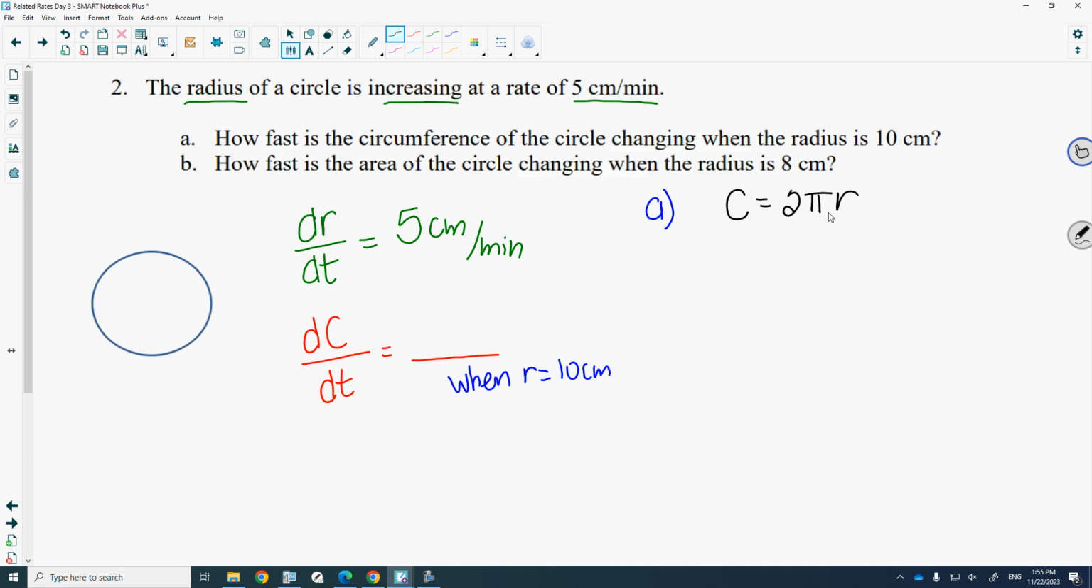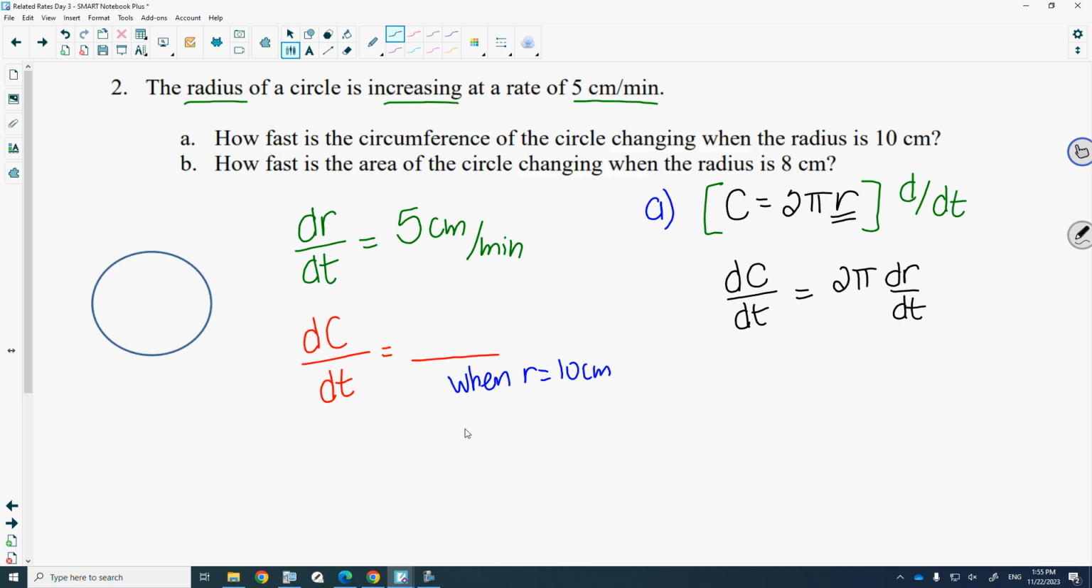Then you put in anything fixed in here. Nothing would be fixed in a circle. If the circle is either getting bigger or it's getting smaller, nothing is fixed. So what we're going to do is differentiate both sides implicitly with respect to time. The derivative of C is dC/dt. The derivative of 2 pi r is what? It's 2 pi, and then we just took the derivative of r, so dr/dt.